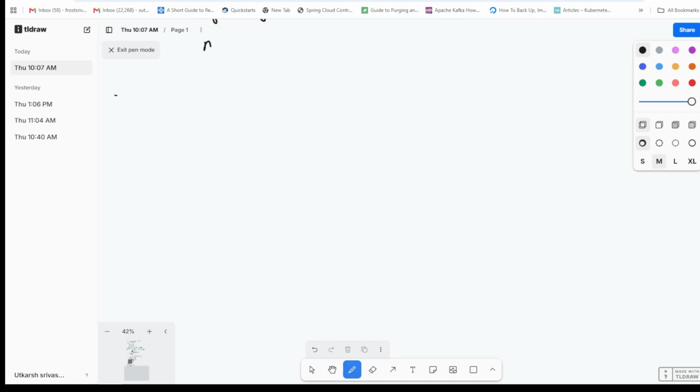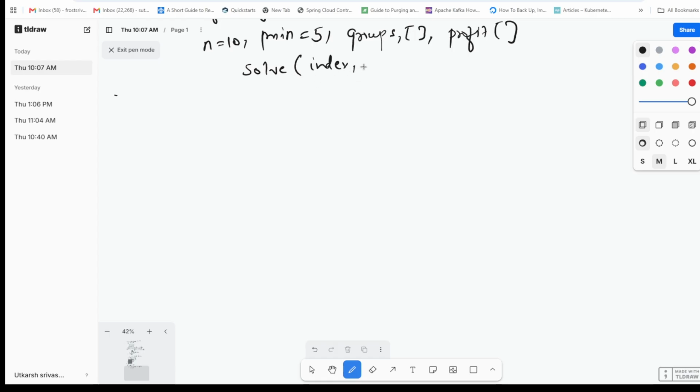So we are given n, 10, and min profit something like 5, a group array is given, and one profit array is given, right? These four are given. So we will create one solution function that will have the index, the maximum number of persons, the min profit, the group array, and the profit array.